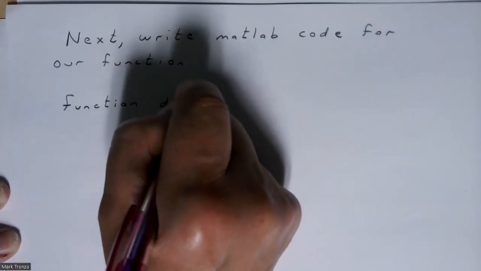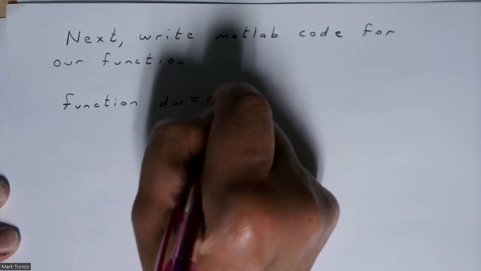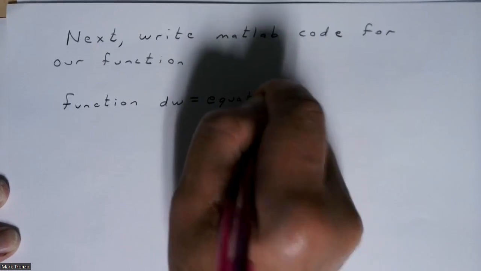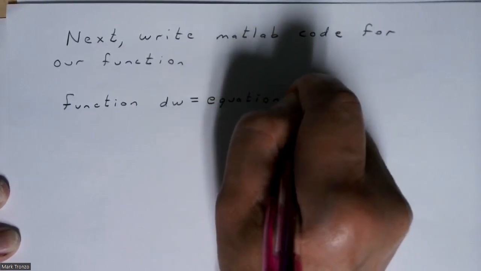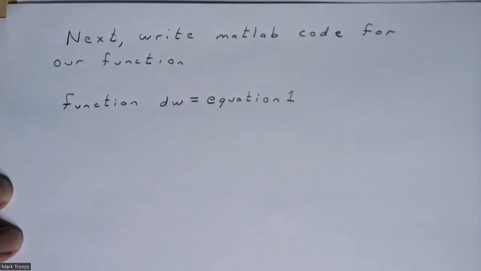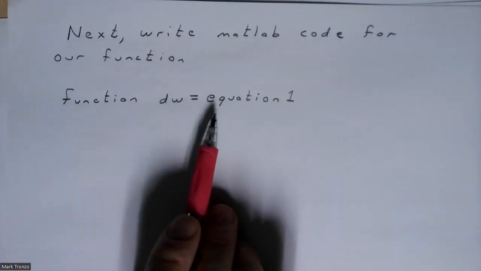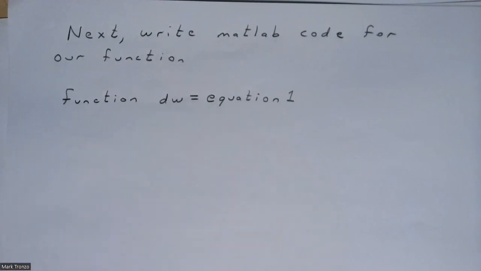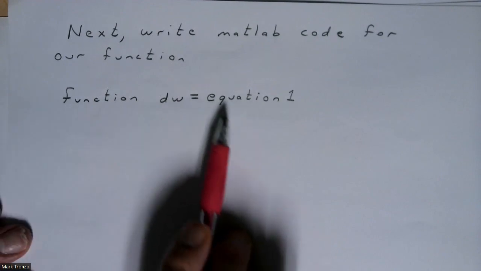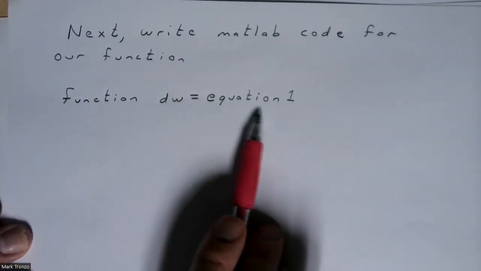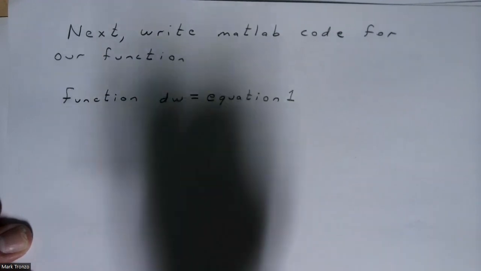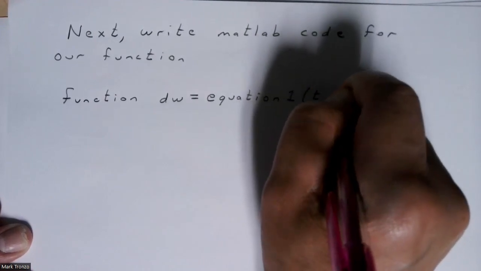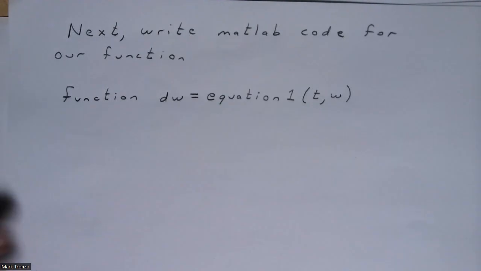And let me say dw. And I'm going to call this equation 1. Again, remember it's case sensitive. So whatever lower or uppercase letters you use, you have to be consistent. If you use equation with a small e here, you have to use a small e when you call the equation. So I'm going to call it equation 1, but this can be your own name, whatever name you want here. This can be whatever name you wish. And we'll have our independent variable t and our dependent variable w, like this.